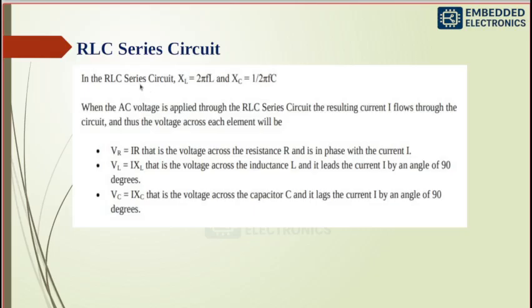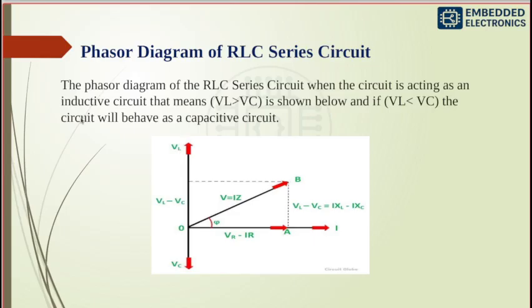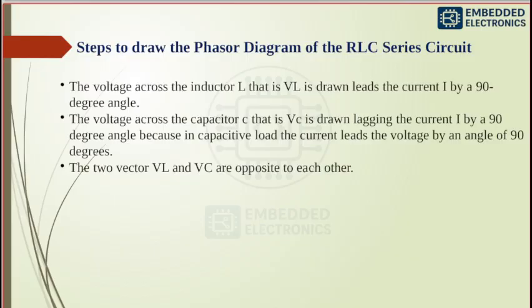In the RLC circuit, XL is nothing but 2 pi FL, which means XL is omega L, where omega is 2 pi F. Similarly, XC is nothing but 1 by omega C, where omega is 2 pi F. When the AC voltage is applied across the RLC circuit, the resulting current flows through the circuit, and thus we get the voltage across each element. VR is IR, VL is IXL, and VC is IXC. So this is the phasor diagram. These are the steps.